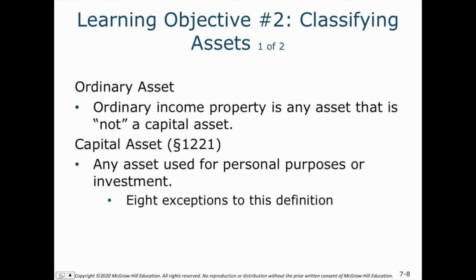A copyright, such as a literary, musical, or artistic composition. Accounts or notes receivable. Real property used in taxpayers' trade or business. Commodities, derivative financial instruments held by a dealer. Certain hedging transactions if they're entered into in the normal course of trade or business. And supplies used or consumed by the taxpayer in the ordinary course of a trade.